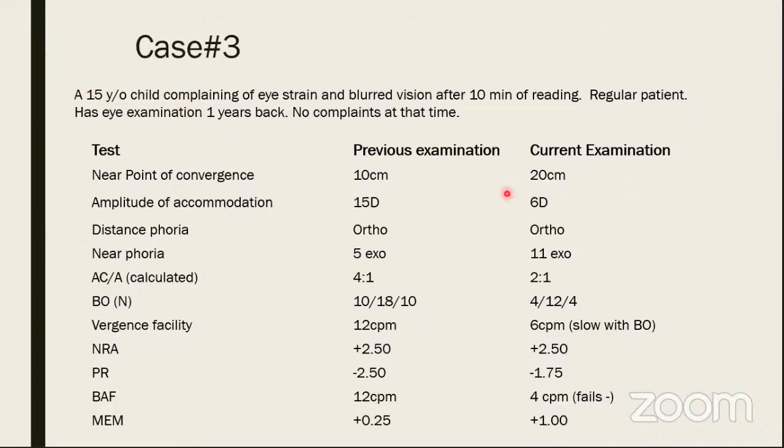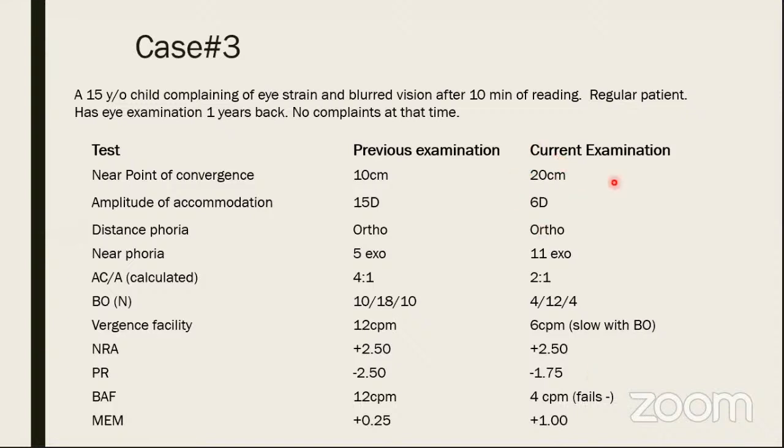Okay, 15 by 3, 5. So 13 diopter is the amplitude of accommodation. Because the amplitude of accommodation is severely reduced, the patient is not able to converge. Okay, the patient is not able to converge.